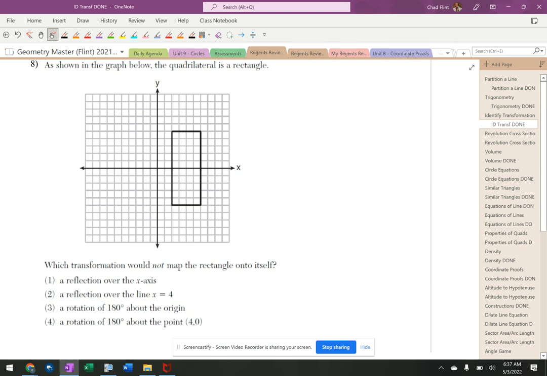All right, so let's just look at one of these here. Reflection over the x-axis. If I did this number one, this point will end up here. This point will end up down here, and then the same thing. It won't move. All right, so let's write this down.